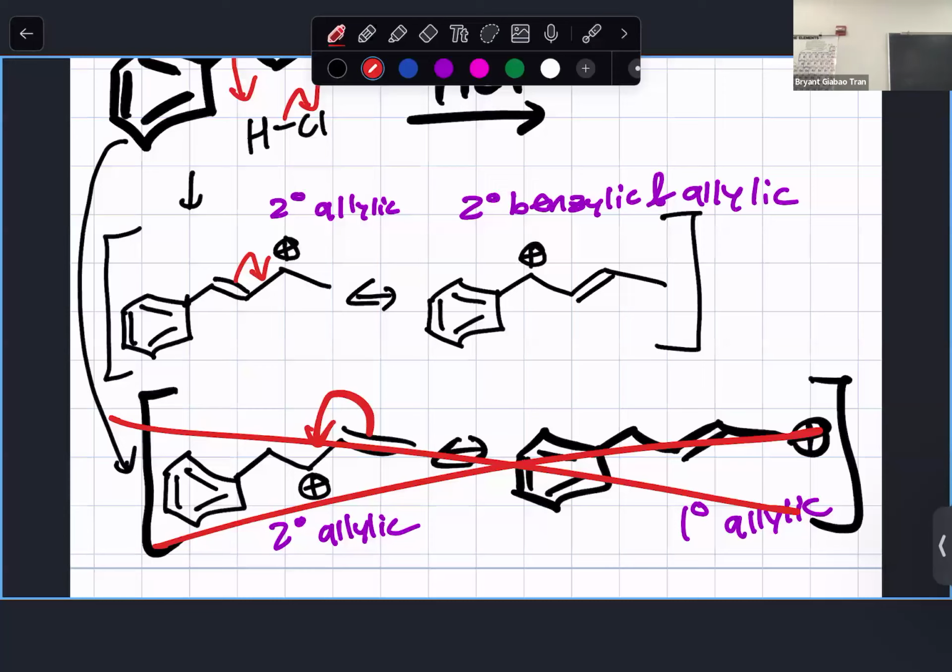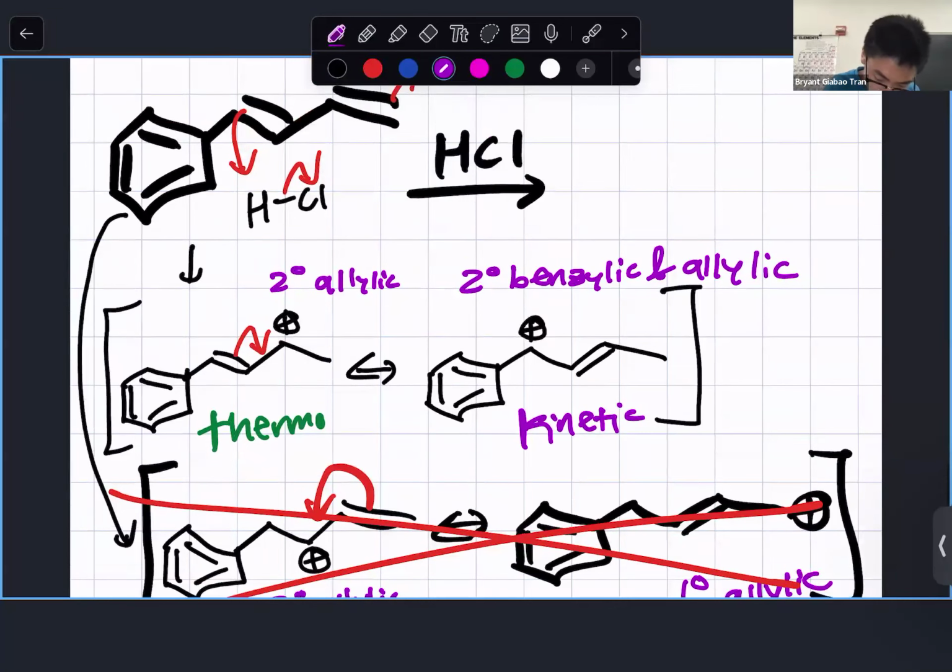But there's one double bond that can do resonance. Yeah, the one on the left, because it is right next to the benzene ring, which can do resonance. So this is going to be your thermodynamic product. This is going to be your kinetic product. So thermo, and this is kinetic, where the Cl is just going to attack that carbocation right there.